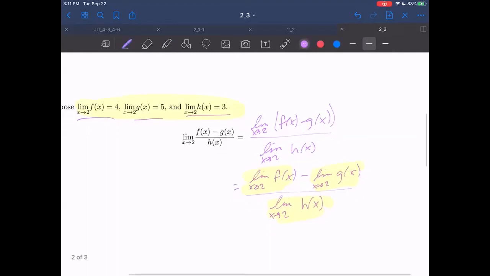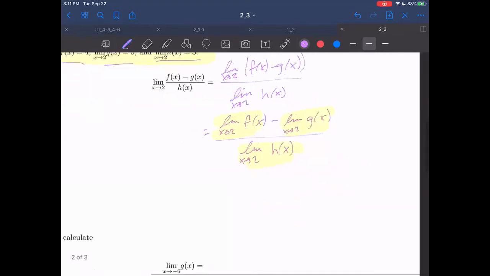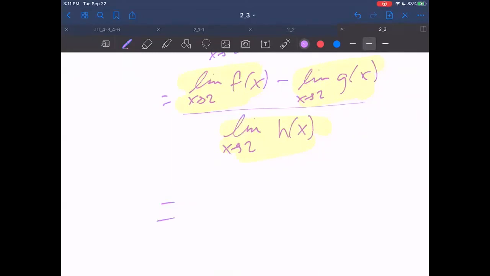Okay, we couldn't do that before because we didn't know the values for f of x, g of x, and h of x. We just know the values of their limits. So we have to simplify it to that point before we can use them. Okay, so we plug those values in and we get 4 minus 5 divided by 8, which will be negative 1/8.